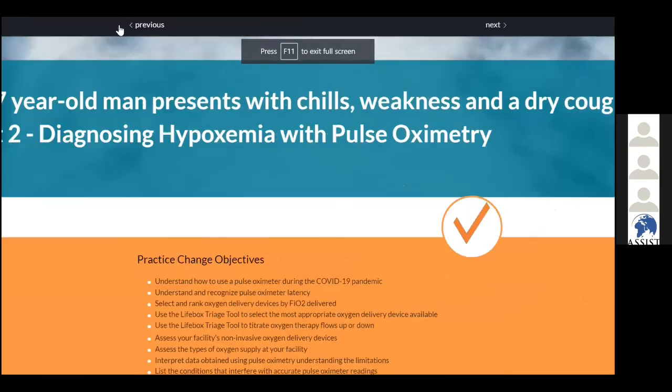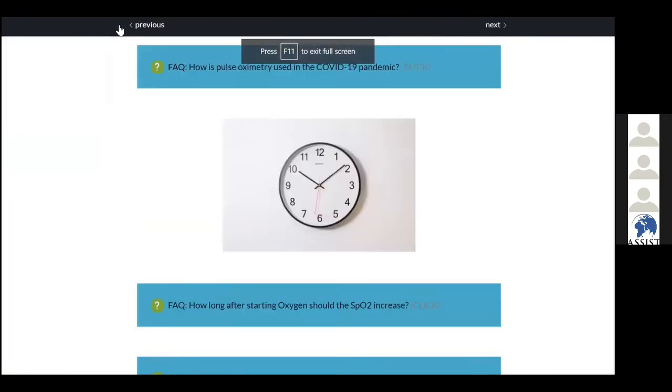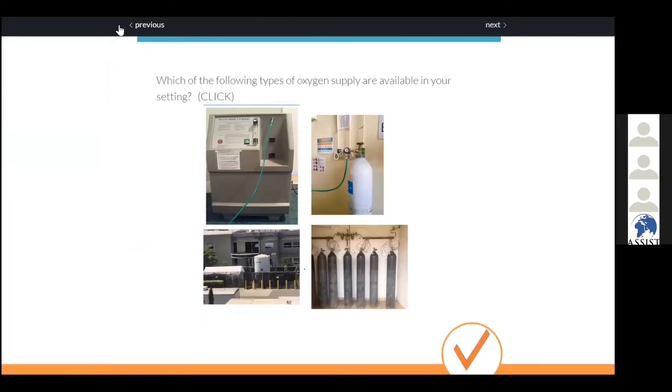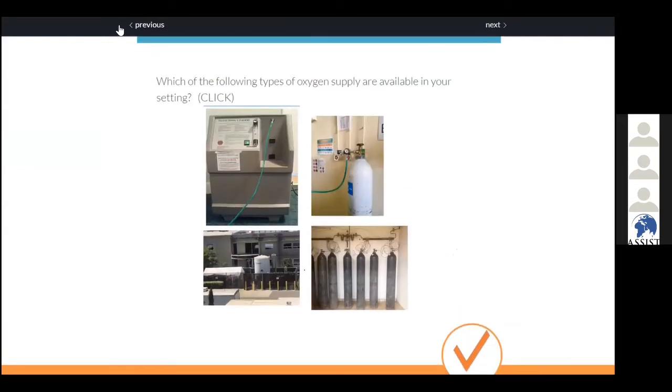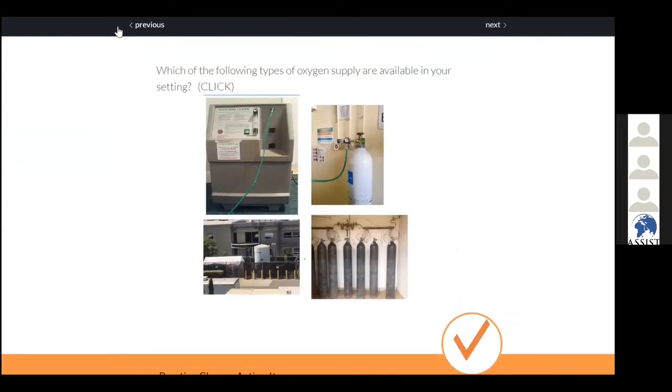So why is this important? For me, to be able to know our source of oxygen is important so that we know how much we have and how we can use it appropriately. Because it's a very expensive resource, but also we may have problems if we use too much, and then we don't have enough supply. So our patient may have problems.